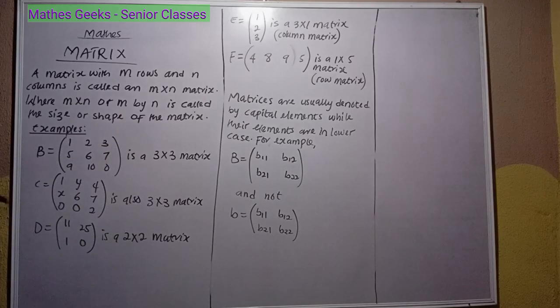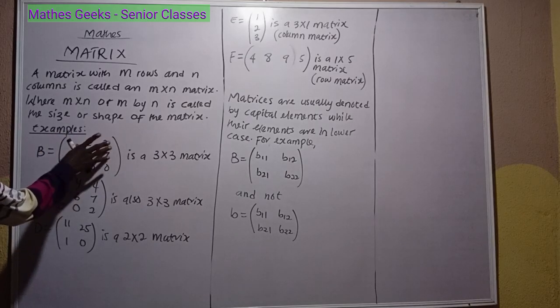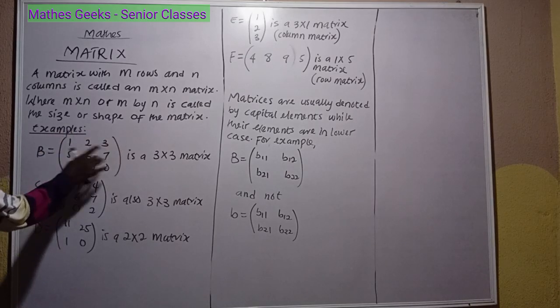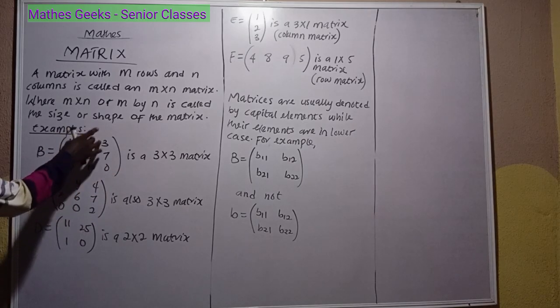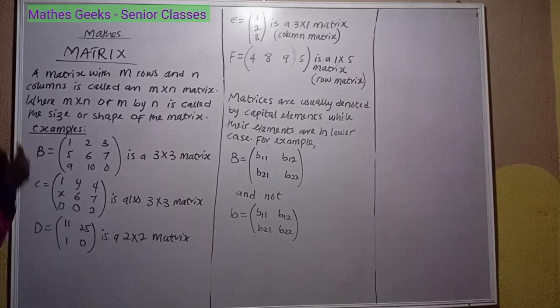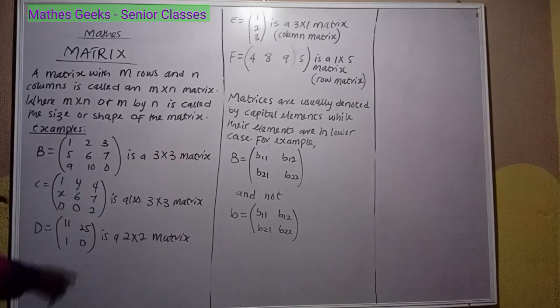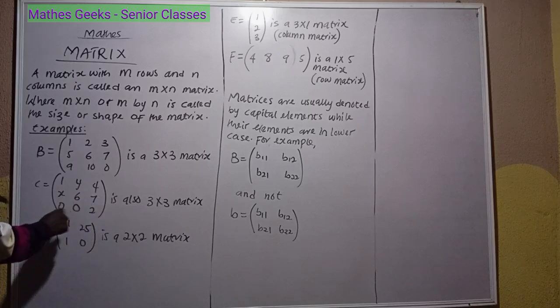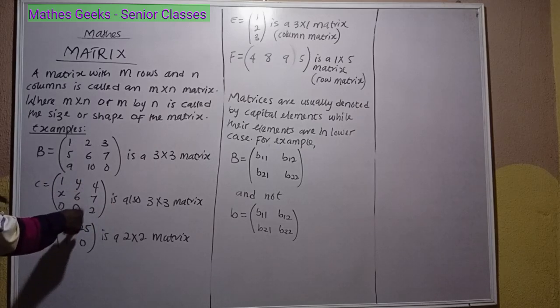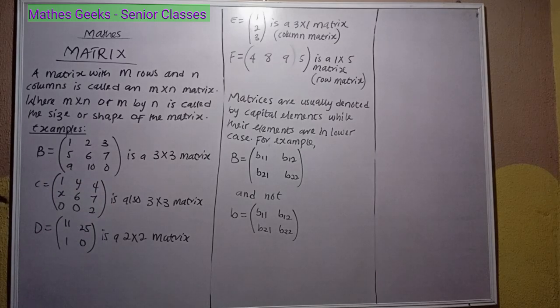So, examples. Matrix B. Let's check. These are the rows: first row, second row, third row. So 3 rows, and the first column, second column, third column. So we have 3 rows and 3 columns. We call it a 3 by 3 matrix because it has 3 rows and 3 columns. Matrix C has 3 rows and 3 columns, so we call matrix C a 3 by 3 matrix also.